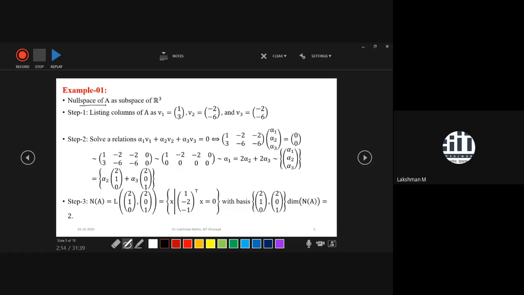So in order to find the null space, again we need to list the columns of the matrix in a proper ordering. That means the first column will be the first vector v1, the second column of the matrix would be v2, and the third column would be v3. So we have a proper ordering of the columns of the given matrix. Now it is all about finding the null space. That means we try to find the collection of vectors which are nullified after operating A over those vectors.